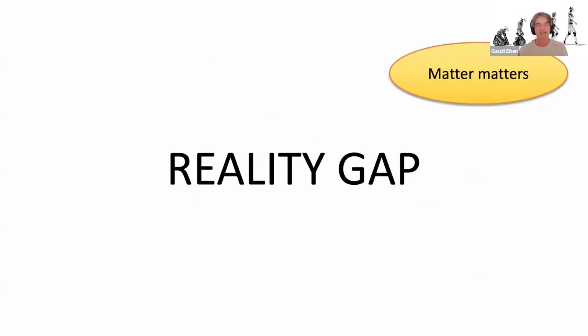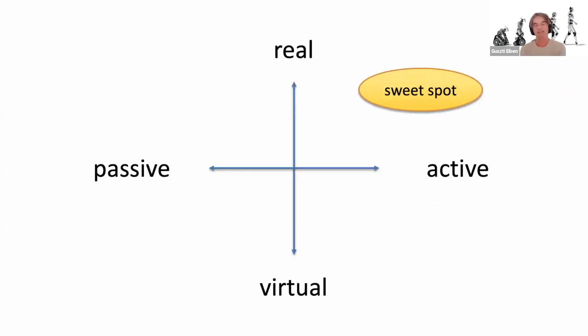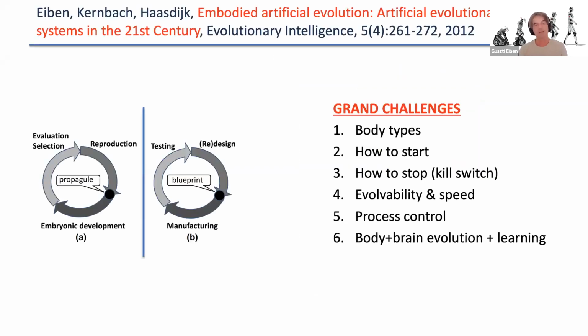So this means that actually we should look at another axis, not only the axis between passive and active, but there is another between virtual and real. And the sweet spot is to evolve active, real entities. That is the robot evolution again.